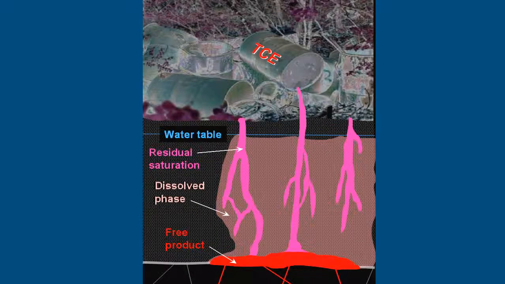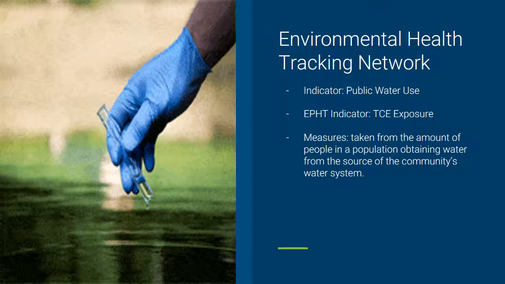This is one example of how TCE gets into the soil, which then gets into the air or into water systems. TCE in soil gas enters homes through cracks in the foundations. The Environmental Health Tracking Network shows us the indicator being public water use, the EPHT indicator being TCE exposure, and their measures were taken from the amount of people in a population obtaining water from the source of the community's water system.